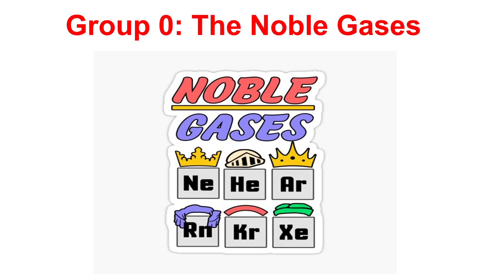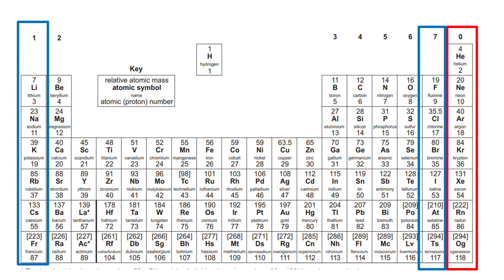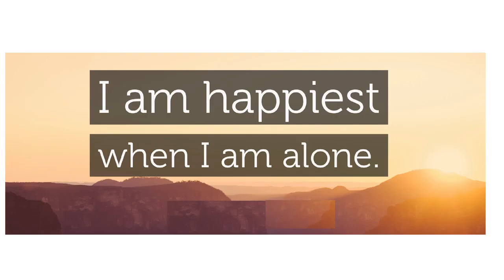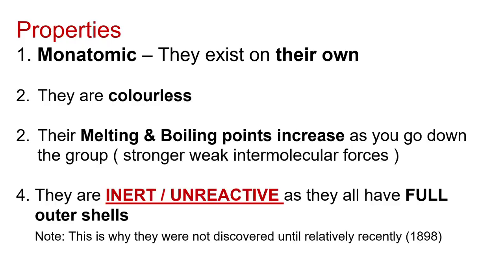Okay, the noble gases, they don't react with anything. Why? Because they all have a full outer shell. Okay, they're happiest when they're left alone. They are monatomic, they exist on their own because they have a full outer shell. They are colorless. Their melting and boiling points increase as you go down the group. Again, more electrons, stronger intermolecular forces, and they are inert or unreactive as they have full outer shells.